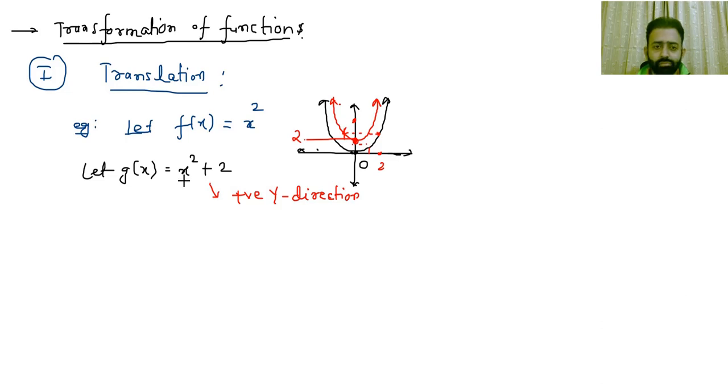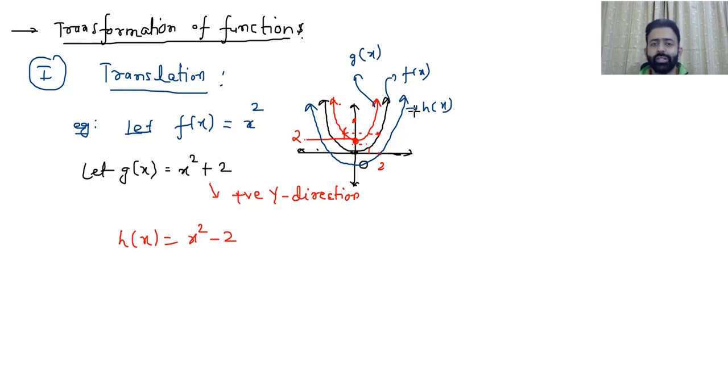This is called vertical translation in the positive direction. And if this plus 2 becomes minus 2, you can have another function h(x) equal to x squared, this time minus 2. Again it will shift 2 units but in the negative direction. So this h(x) graph will be shifted downwards by 2 units. This blue graph is of h(x), this was f(x), and this red one is your g(x). Both g(x) and h(x) are translated versions of f(x).